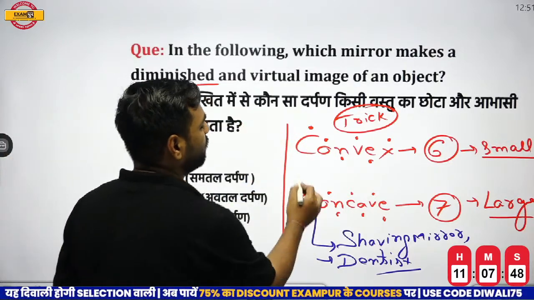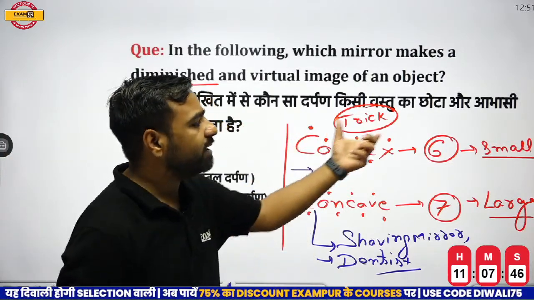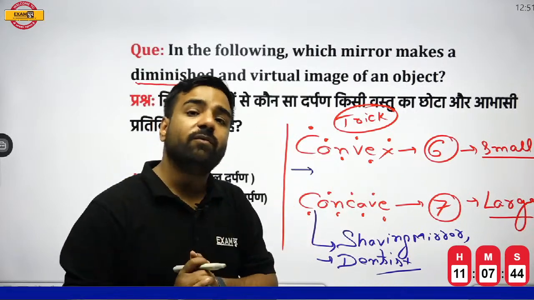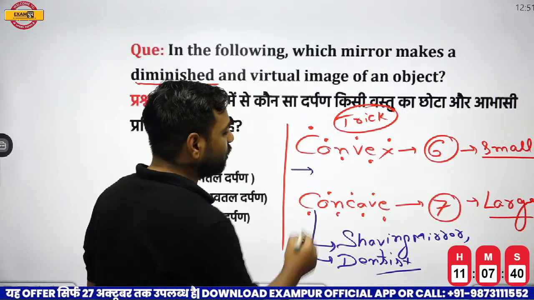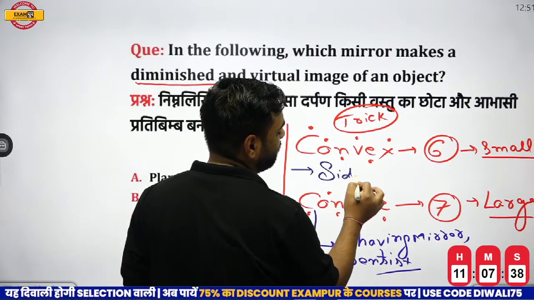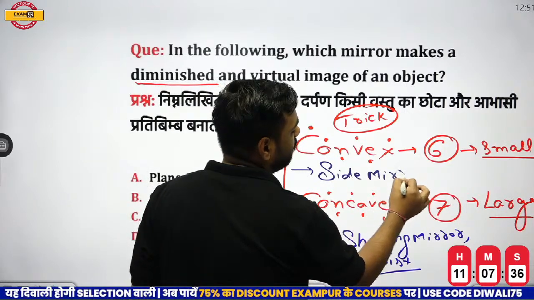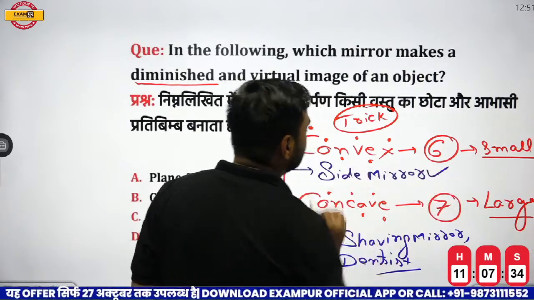Now, if I talk about convex, lesser number of letters, smaller image. So where can we use it? In the side mirrors of a vehicle, right? So if I talk about side mirrors, it is a very important question for the examination. For the side mirrors, we are using convex.